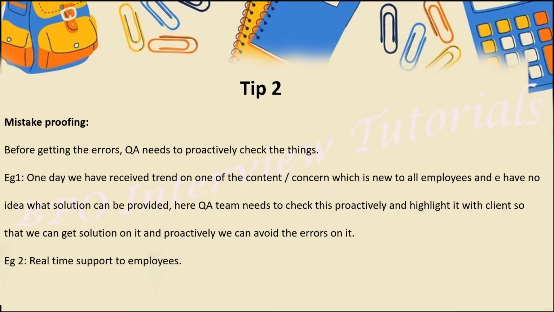Let's move to the next point, that is mistake proofing. What is mistake proofing? This is also known as poka-yoke. This is a Japanese term which basically specifies that before getting the errors we should take some precautions, or we should avoid the mistakes before they occur.